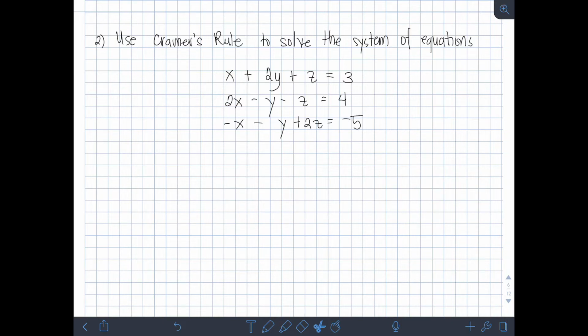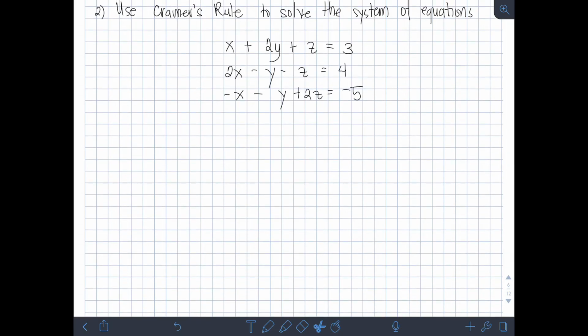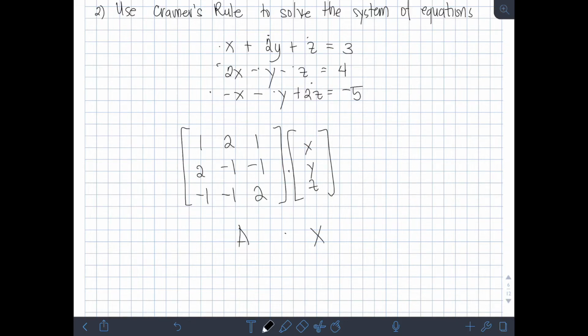Okay, so this time, 3 equations in 3 unknowns. So, sulat muna natin in matrix form. So, we have matrix A, yung mga numerical coefficients ng x, y, at z. So, we have 1, 2, 1, 2, negative 1, negative 1, negative 1, negative 1, 2. Matrix A. Then, multiplied by variable matrix X. So, ano na yun? X, Y, Z equals sa constant matrix R, which are 3, 4, negative 5.